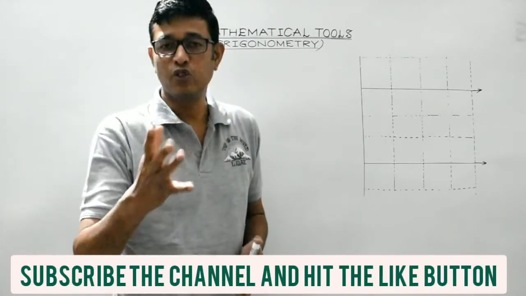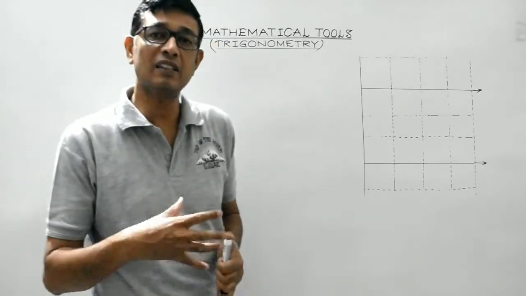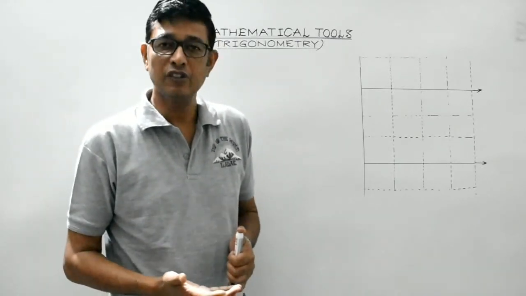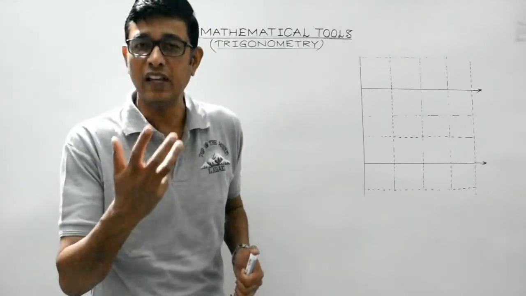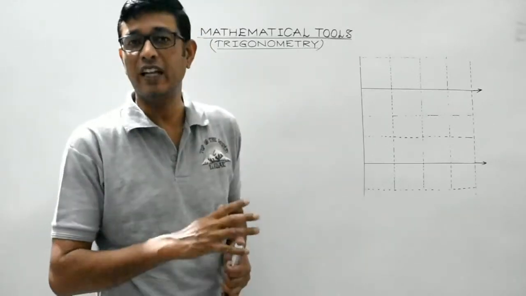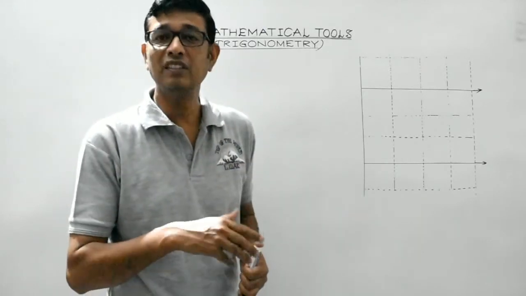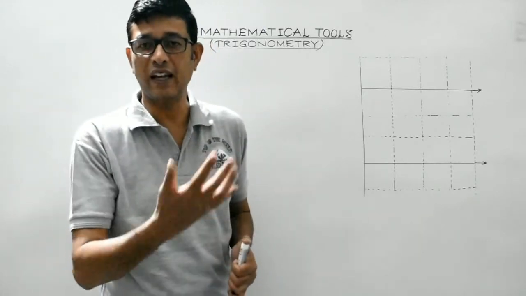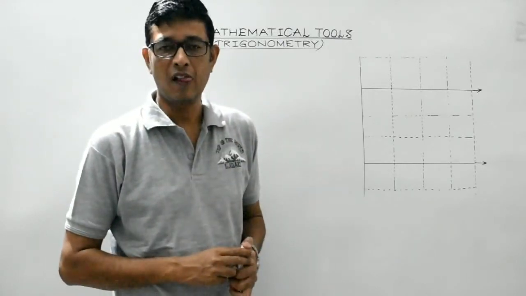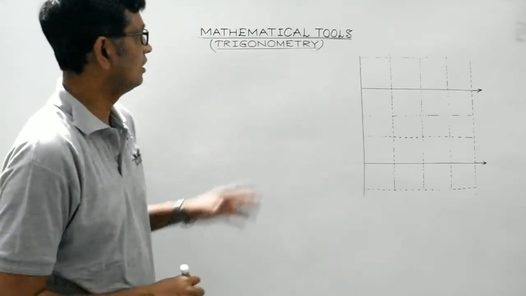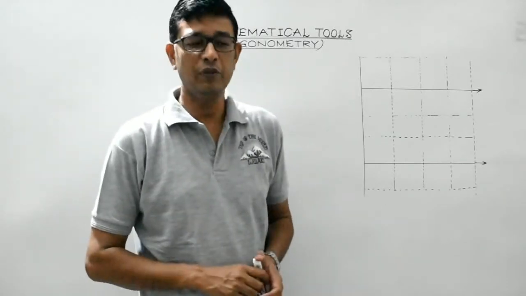Trigonometry, as we are aware, is a branch of mathematics which deals with the study or the measurement of the three angles of a triangle. Tri means three, gono means angle. So measurement of the three angles of a triangle, that's trigonometry for you, right? So let's start with the basic concepts in trigonometry.